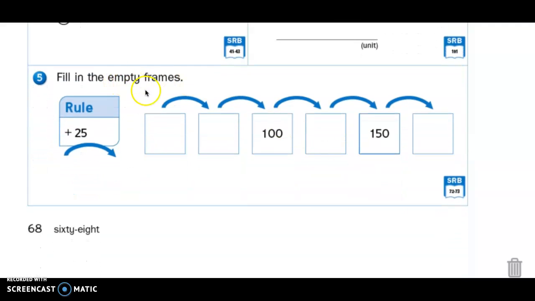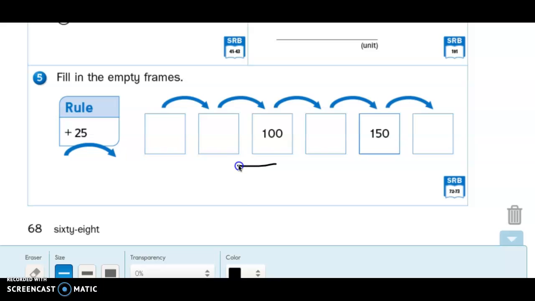Number 5, fill in the empty frames. Here's our rule. Put the rule above every single arrow, right? Plus 25, plus 25, plus 25, plus 25, plus 25. But remember, we don't have anything to go off of here. So if we have to go backwards, when we draw our backwards arrows, what happens to our rules? Our rule becomes backwards. So instead of adding 25, when we go left instead of right, when we go backwards, we have to take away 25.